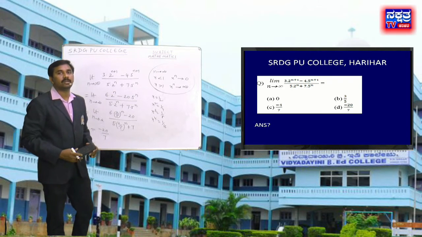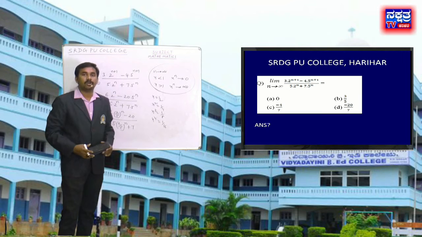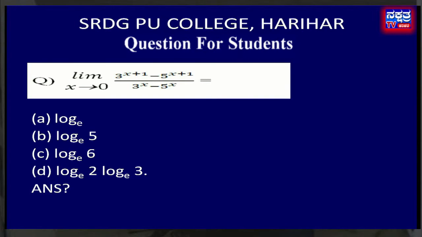So in regular manner we are going to give one student question for you. Limit x tends to 0, (3^(x+1) minus 5^(x+1)) by (3^x minus 5^x) equal to? Option A you can take it as log e. Option B log 5 base e. Option C log 6 base e. Option D log 2 base e into log 3 base e.